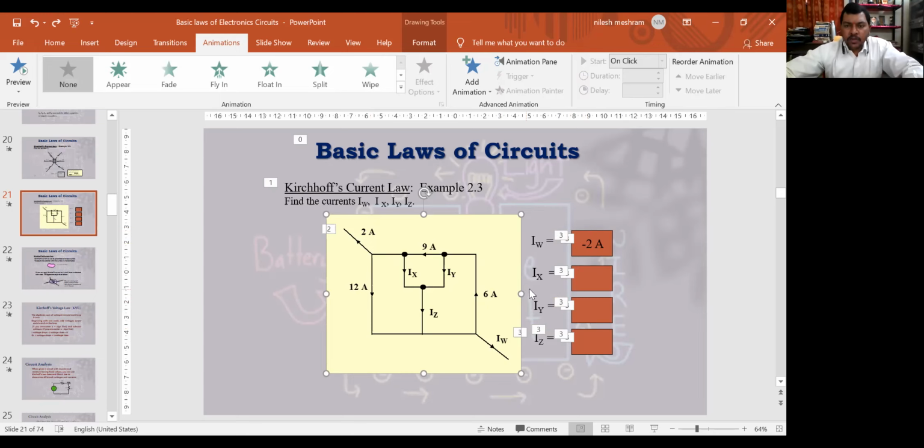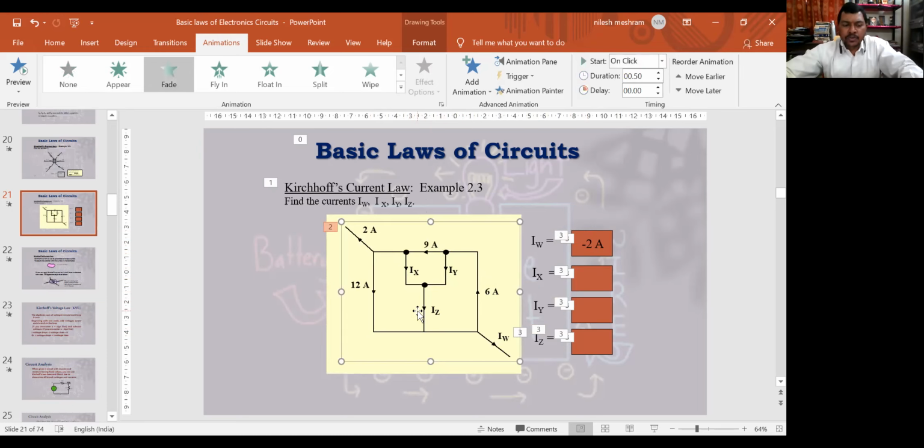Again, what would be the value of Ix now? If you calculate accordingly, you will find that this whole current, this 6 ampere, is going to be divided into two parts, right? So IY and IX, sorry, this 9 amperes. So again, this is divided into two parts like this. So what would be the current? That is what is shown over here.